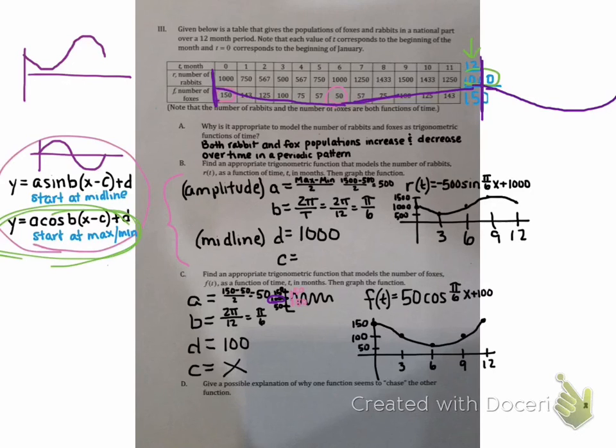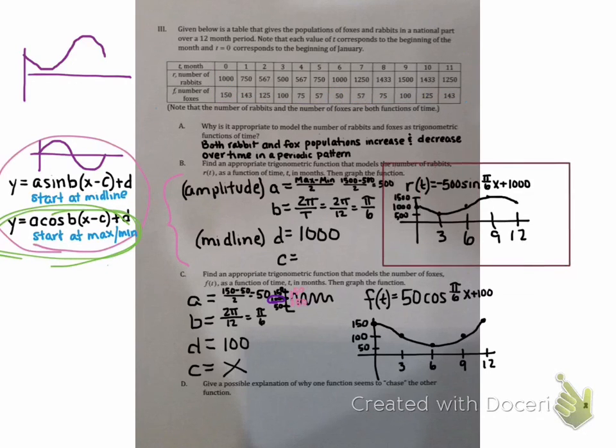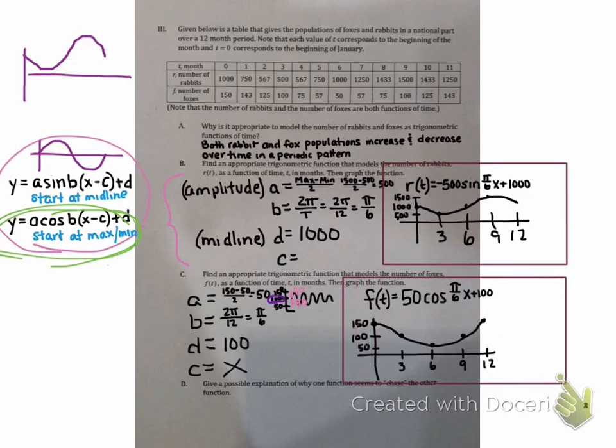All right, guys, we're almost there. Hang in there. Part D. Give a possible explanation of why one function seems to chase the other function. Okay, guys, I want you to take a look at the two graphs that we made, so right here and right here, in order to answer this question. Let's take a look at the pattern of what is happening with our rabbits and our foxes. So remember that this one right here is our rabbits and this one is our foxes. So take a look at the pattern.